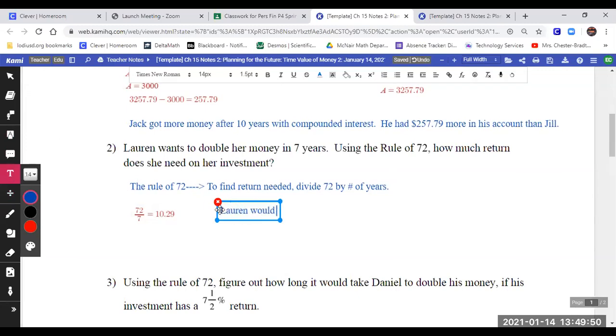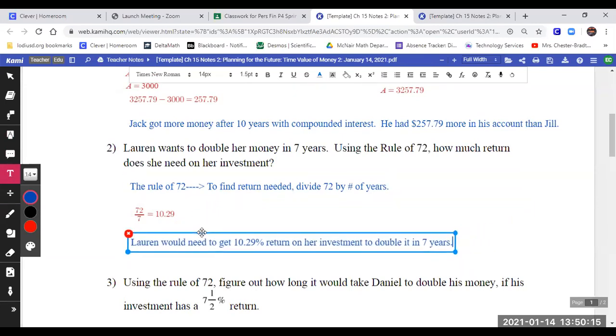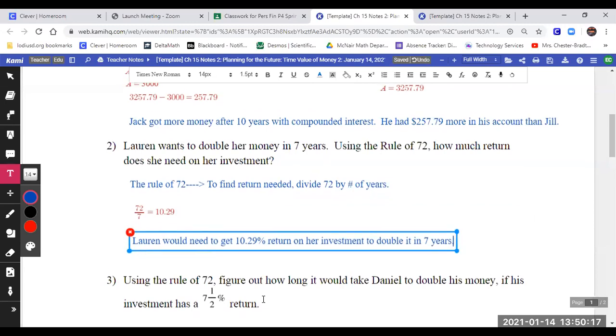Lauren would need to get 10.29% return on her investment to double it in 7 years. So that was an easy, kind of straightforward one.